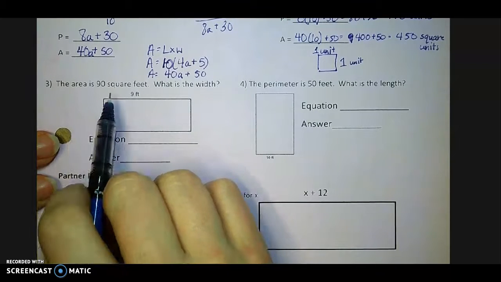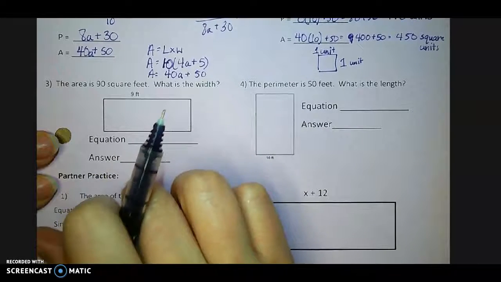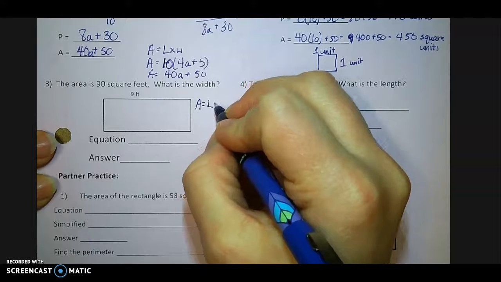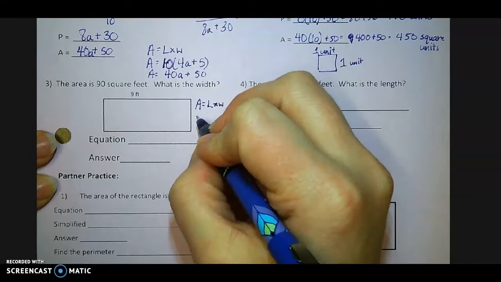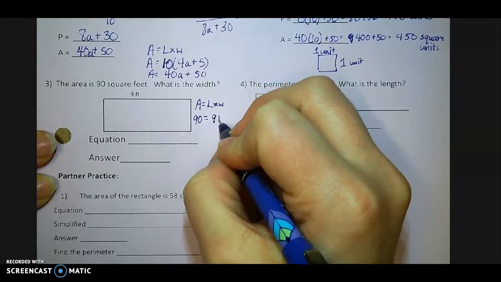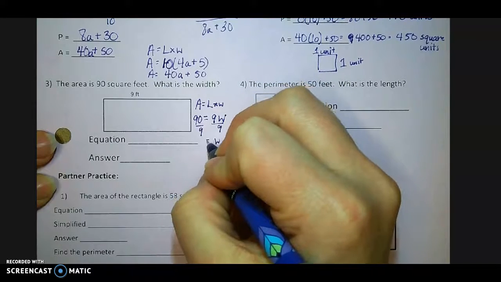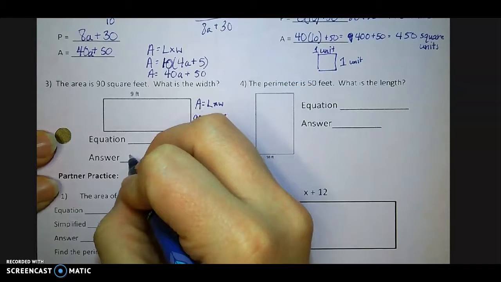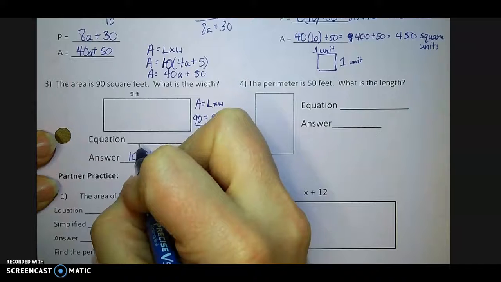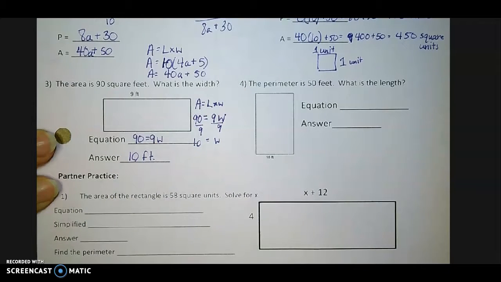Next one says the area is 90 square feet. What is the width? So here they're giving me the area. So I'm like, okay, area of a rectangle equals length times width. It just told me that the area is 90. So that means 9 times W gave me 90. So I can divide by 9 and get that W equals 10. In this case, they told me feet, so I'm going to assume feet. In my equation, there would be 90 equals 9 times W, knowing that I could have done 9W equals 90 as well.